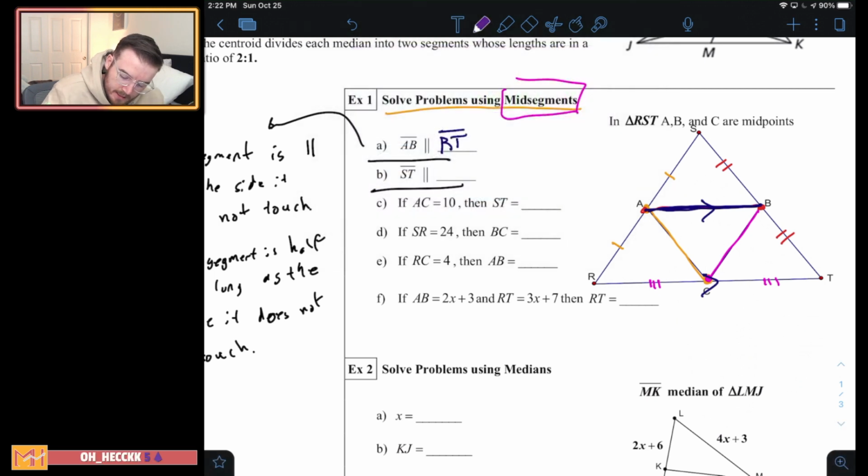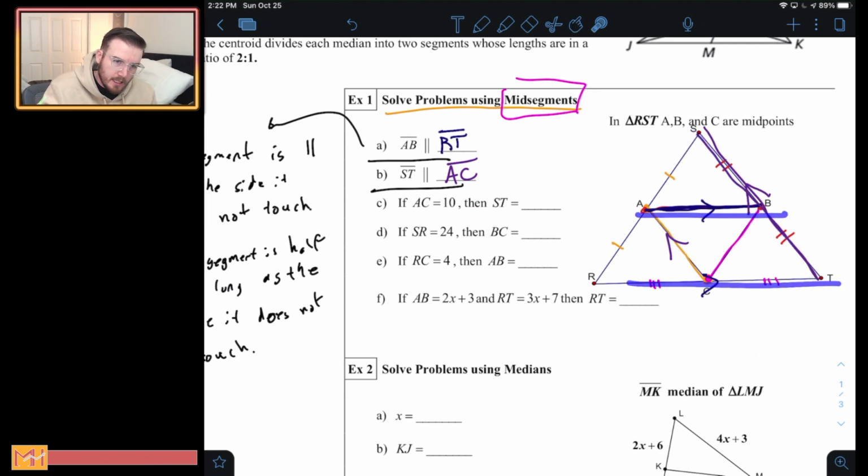ST is this side right here. Well, it is parallel to the mid segment that's not touching it, meaning that orange one right there, which is AC. You see that? So this mid segment is parallel to this one, and this mid segment is parallel to that side, and this mid segment is parallel to that side, right? Because it's touching these two. So it can't be parallel to that. It's parallel to the one that it's not touching.